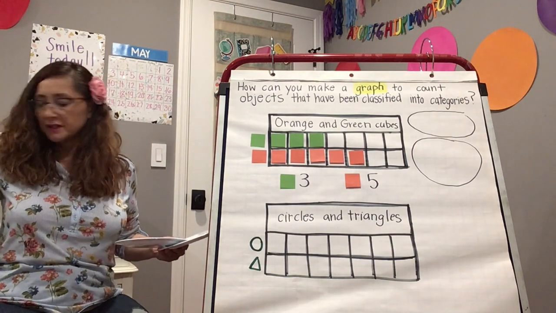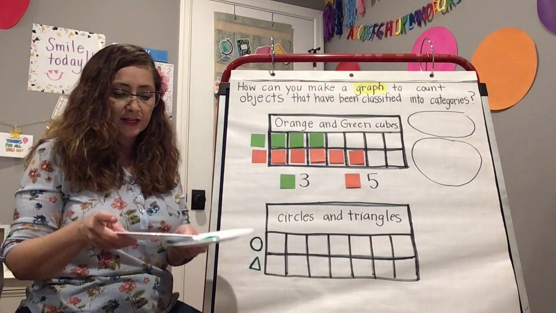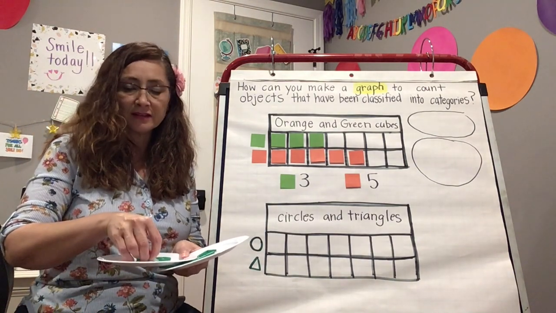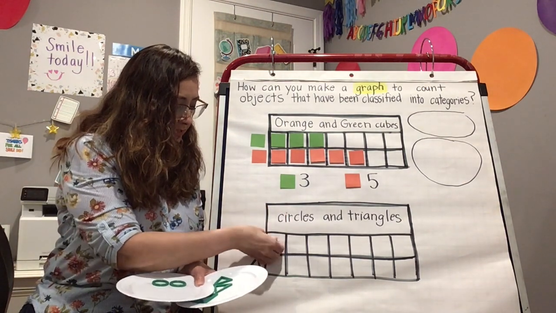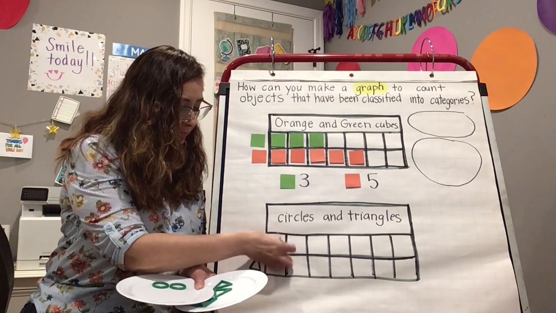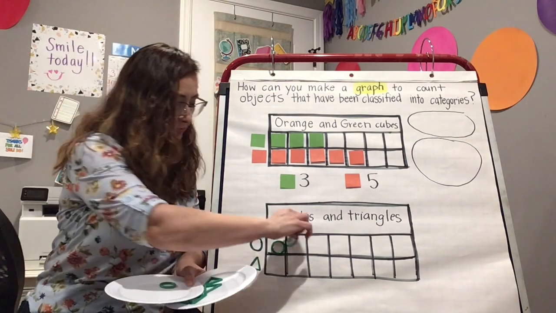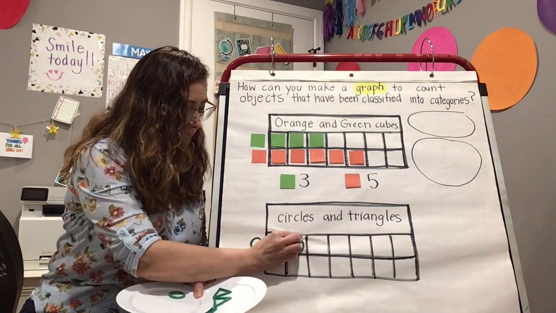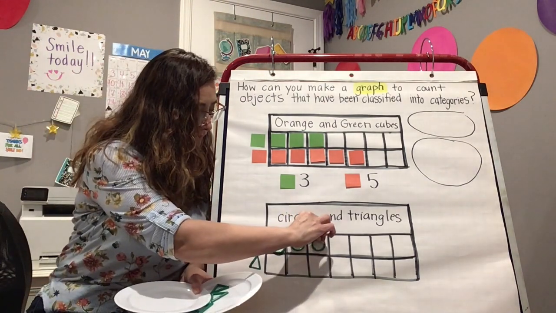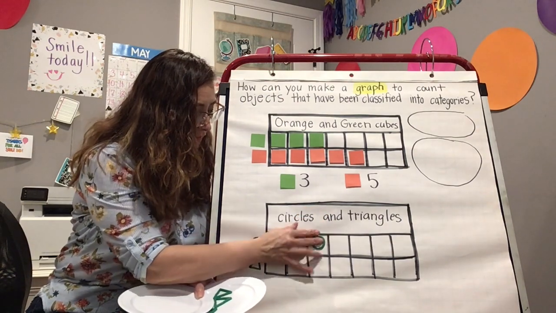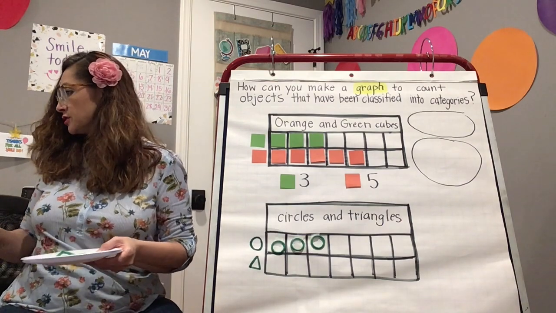Okay, so the first thing I'm going to do is place them in the correct spot. So I could take these first, my circles, and I'm going to place them on my graph. Okay, and then I'm going to take my next one and I'll place it on the graph. Okay, and then I could take the next one and place it on the graph. All right, so there are all my circles. Now I could place my triangles.